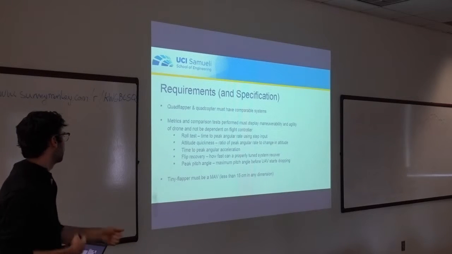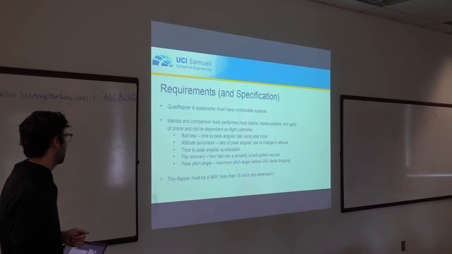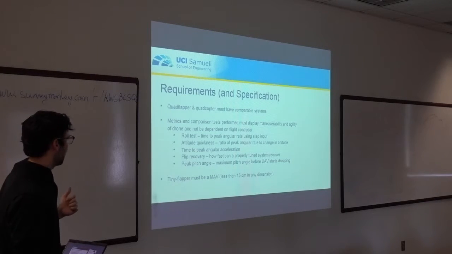So requirements. The quad flapper and quadcopter must have comparable systems. So they have to be of a similar weight, dimension, center of gravity, and they have to have the same flight controller, motors, and battery, so that we can draw conclusions based on our test. So some of the metrics that we need are primarily in maneuverability and agility. So there aren't that many existing metrics out based on maneuverability and agility, especially for quadcopters.